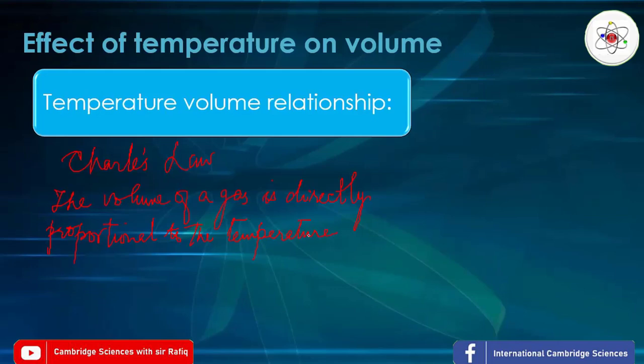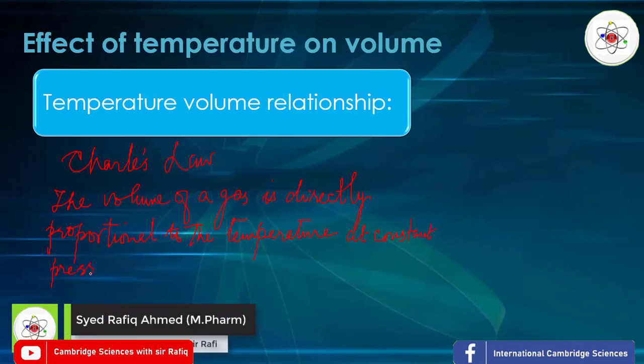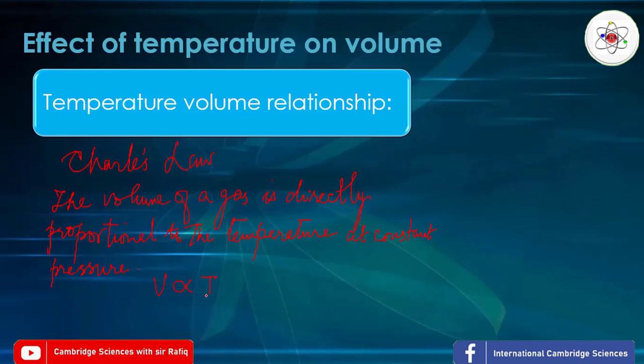But for this relationship, pressure should be kept constant, right? So at constant pressure. So V is directly proportional to temperature at constant pressure.